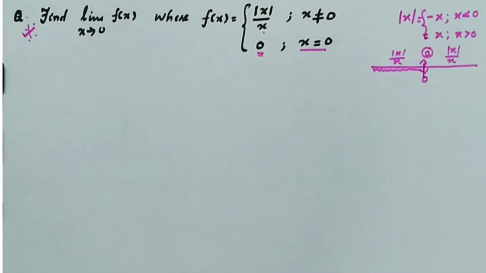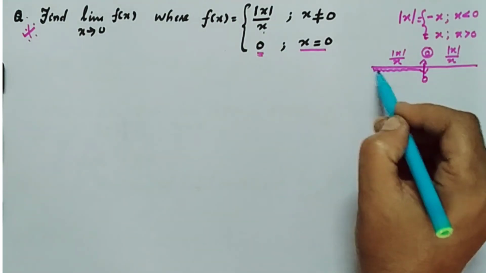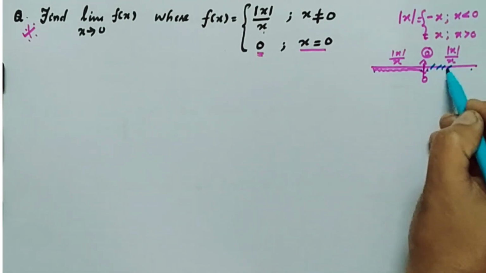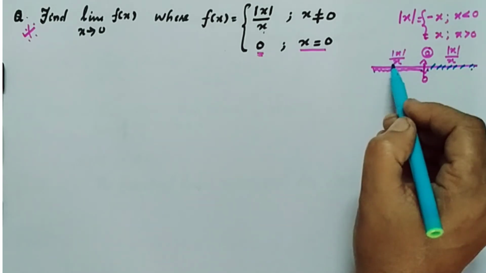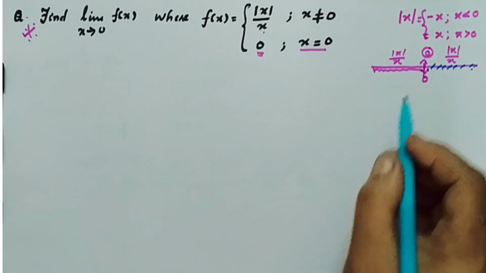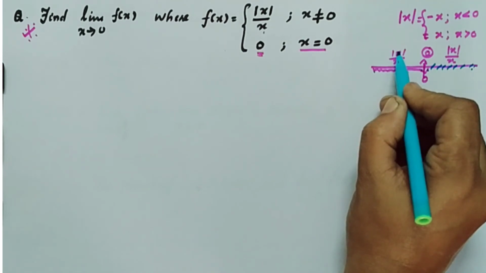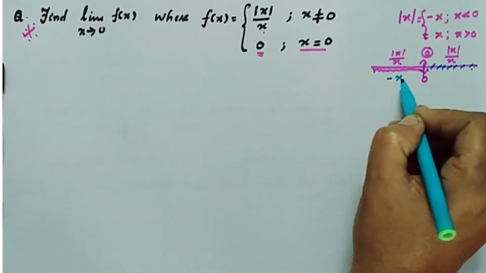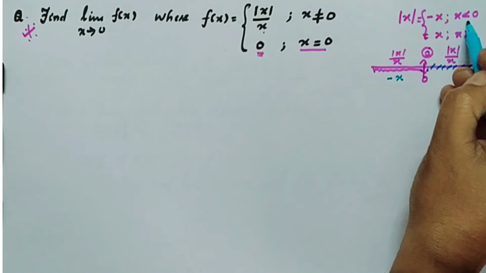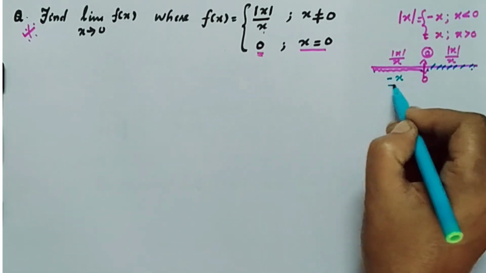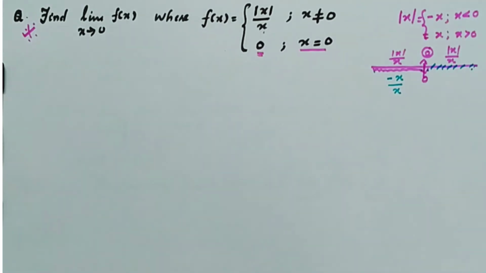So here, for the two regions, x less than 0 and x greater than 0, the function has the same value, mod x by x. But when it comes to the negative part, the value of mod x becomes minus x as x is less than 0. When x is less than 0, the value of modulus of x becomes minus x divided by x. Remember that. Now we can find whether the limit exists or not.